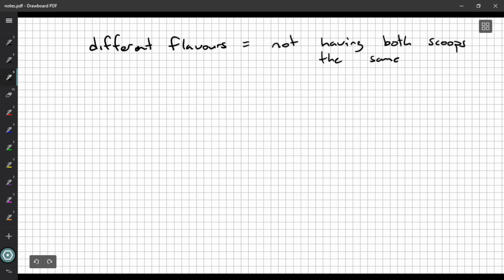Okay. So one way to approach this question is to take the total number of all possible double scoop cones and subtract the number of double scoop cones with both scoops the same. Okay, so this is one approach. It's a perfectly good approach. So, let's first work out the total number of double scoop cones.